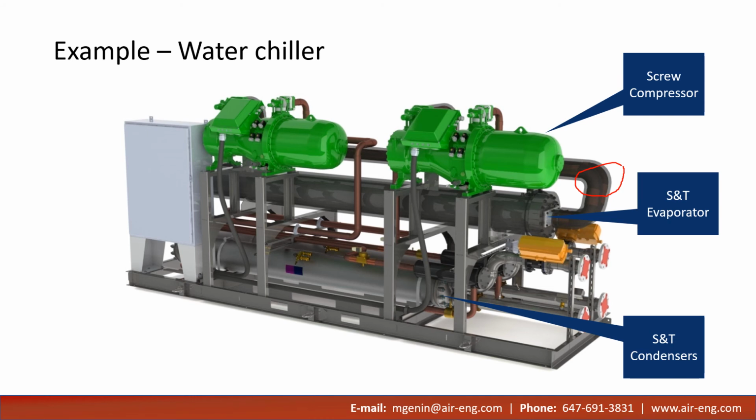We also have two shell and tube condensers on the bottom of this machine. In this particular case, we have two compressors, two circuits, two separate shell and tube condensers, and this particular evaporator is a single evaporator unit, but it has dual circuits inside. And aside from refrigeration components, also worth pointing out the electrical panel which makes up this water chiller.